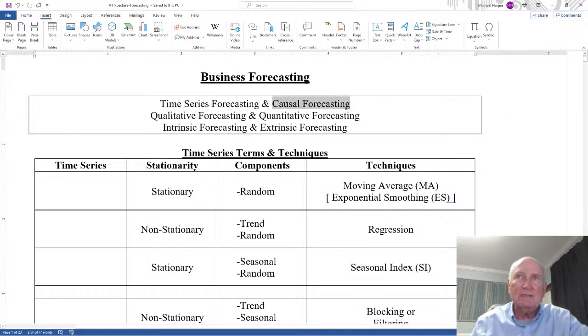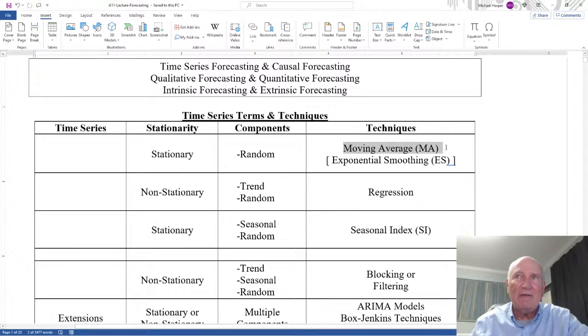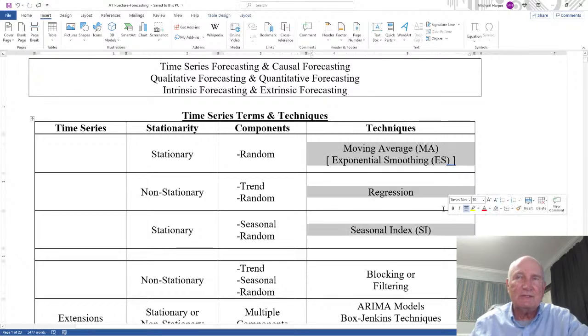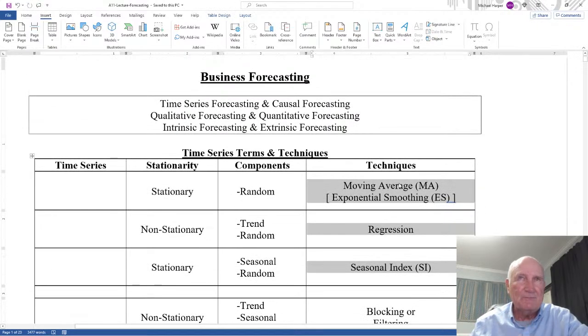Causal forecasting would be variables outside or exterior to the actual time series, and those variables are used to forecast the time series. You'll also have qualitative forecasting. You'll have different qualitative methods and techniques. We will not cover those in this lecture. There are quantitative techniques, and we will cover some of them: moving average, exponential smoothing, regression, seasonal indexes, and we'll put them together.